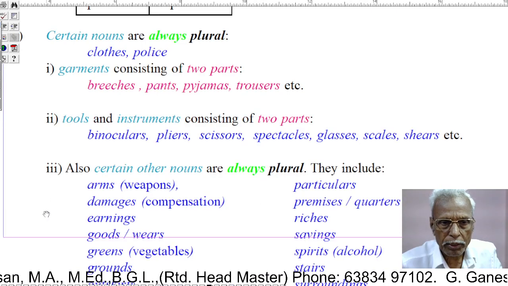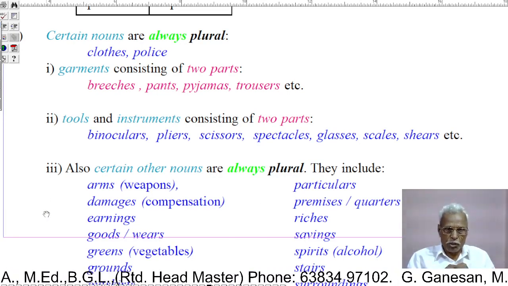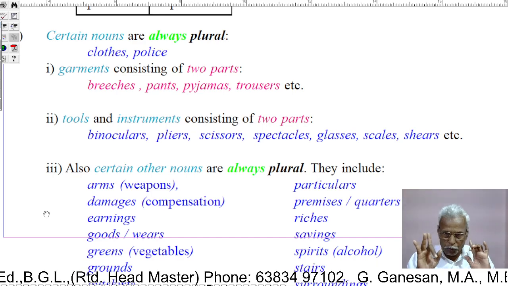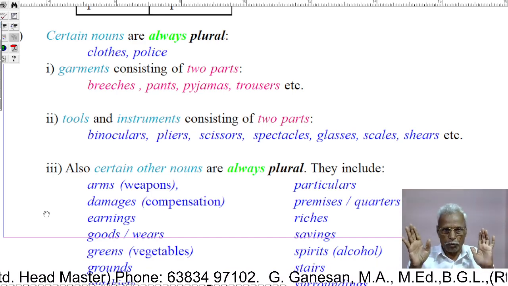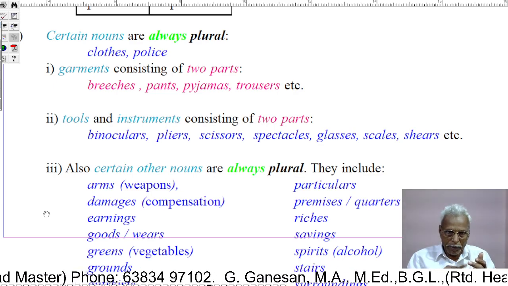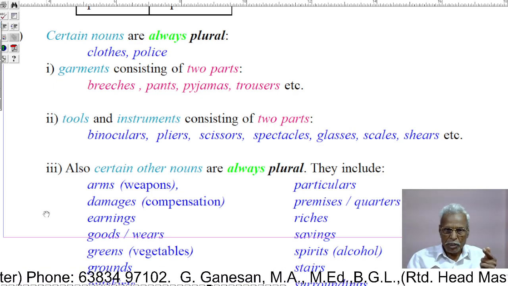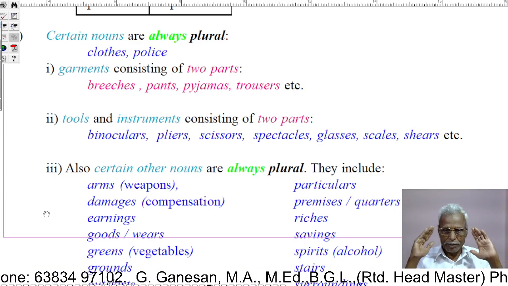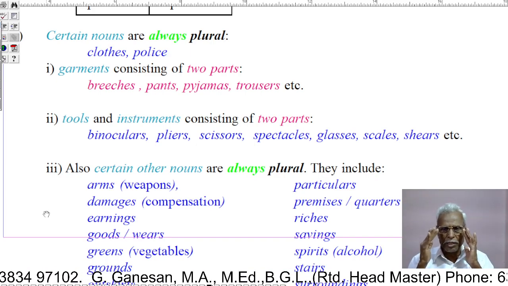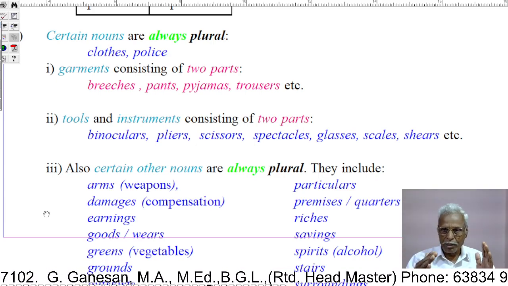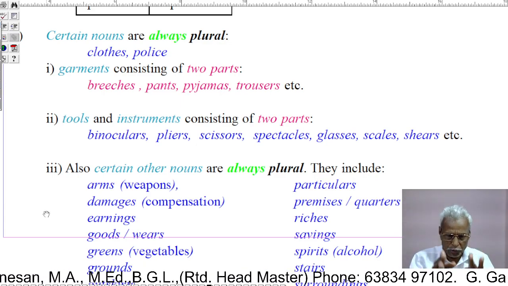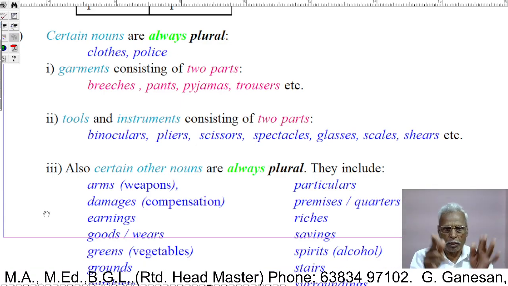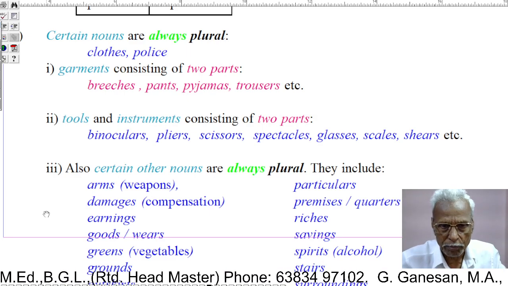Then tools and instruments consisting of two parts should be used only in plural, and the verb used also here should be in plural. Binoculars, pliers, cutting pliers, scissors, spectacles. There are two parts. And glasses. The spectacles are glasses, two parts. The scales, shears, etc. There are two parts in them. They should be used in plural, and the plural verbs should be used after them.